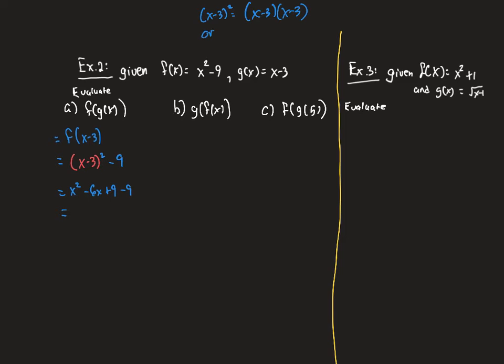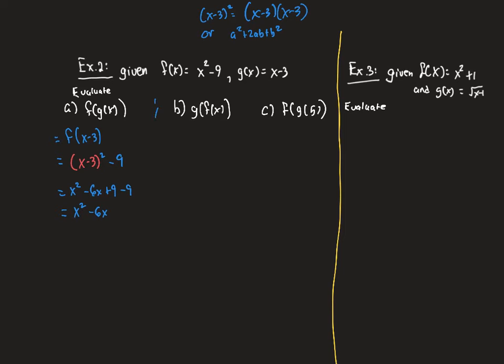Or you could just use the perfect square formula, which is a lot quicker. So I've got x squared minus 6x plus 9 minus 9. That goes away, so I am done.